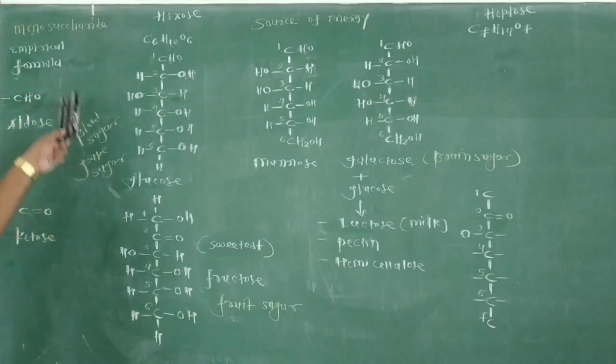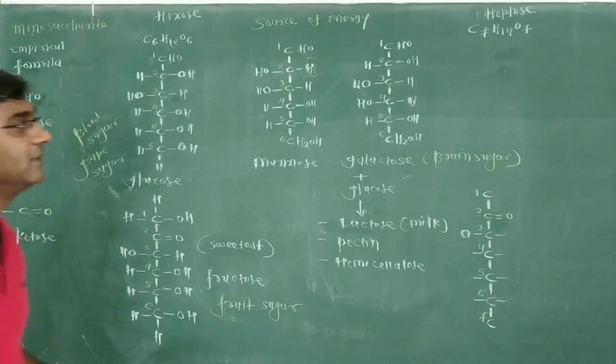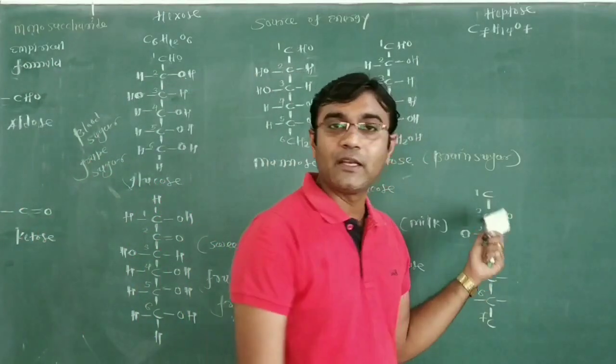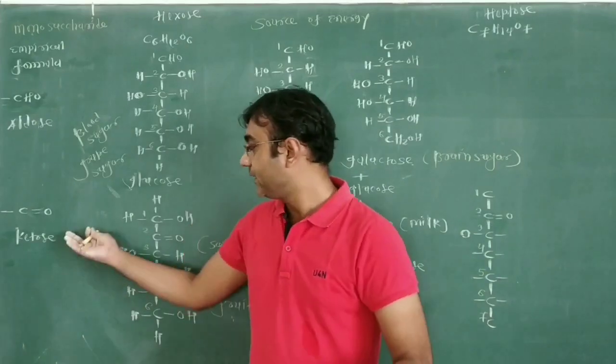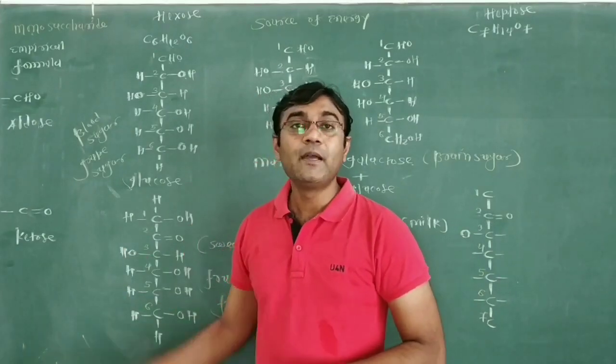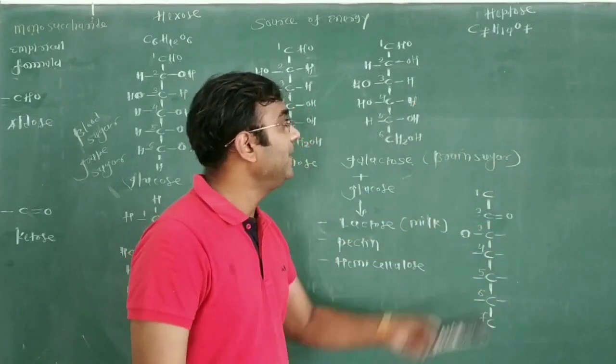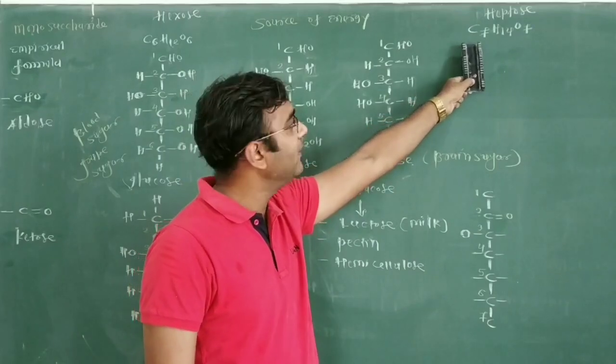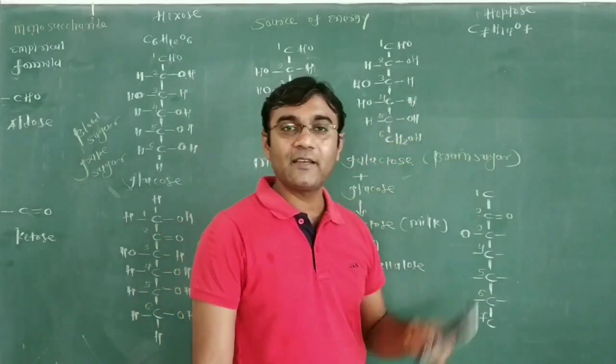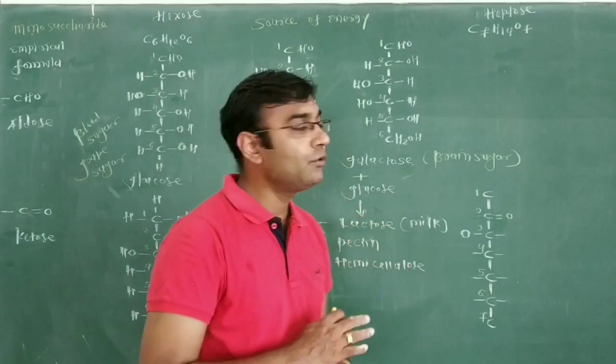Now we have completed hexose. Next one is heptose. For heptose only one form is available, and that is the ketose form, ketoheptose. The empirical formula is C7H14O7. Here we take n equal to 7.